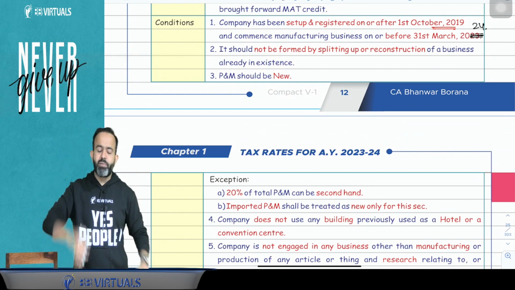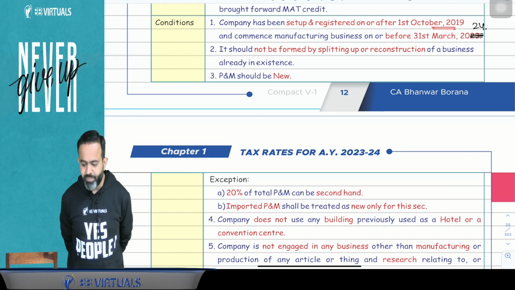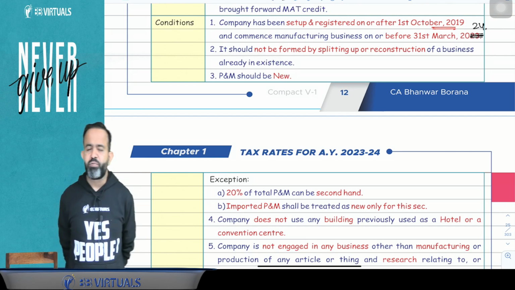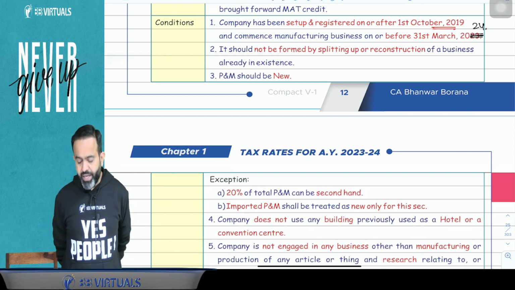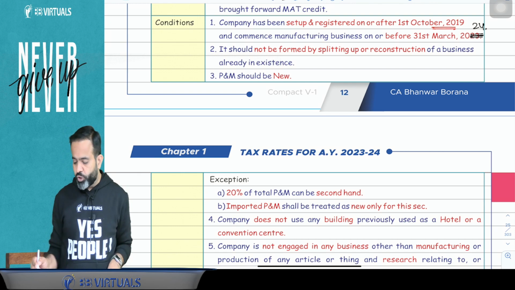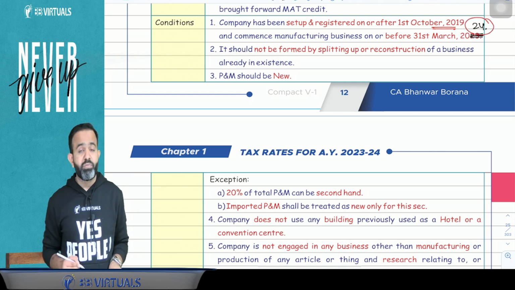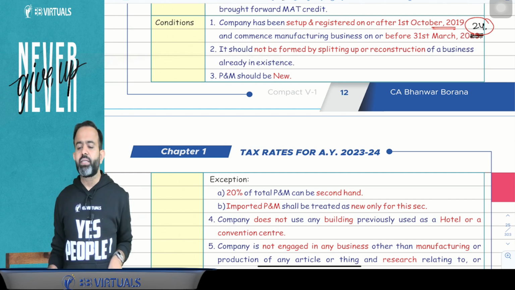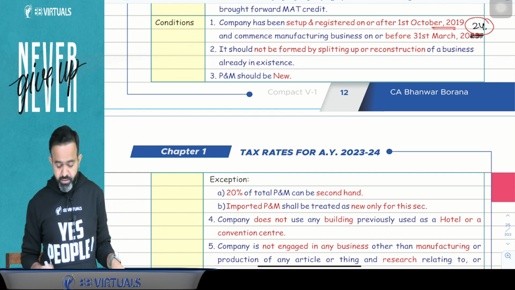First condition is company should be engaged in manufacturing business and that company should be set up and registered on or after 1st October 2019, and manufacturing business should be commenced up to 31st March 2024. Manufacturing business should be commenced till 31st March 2024. That is the first condition.